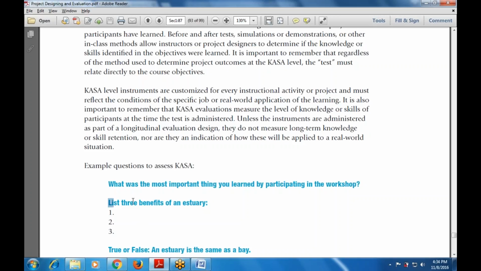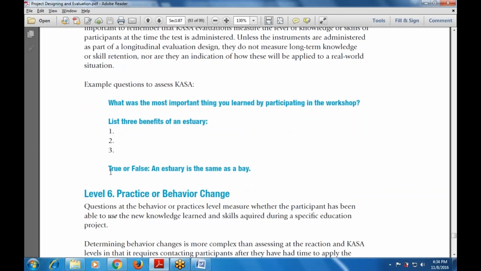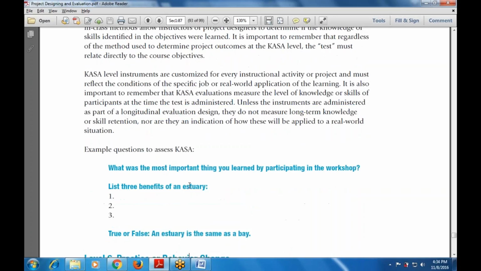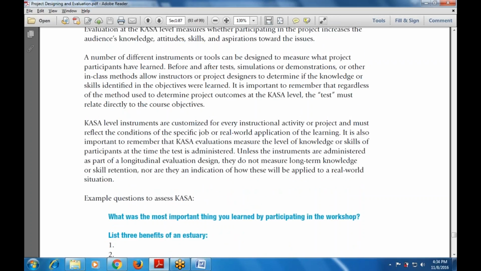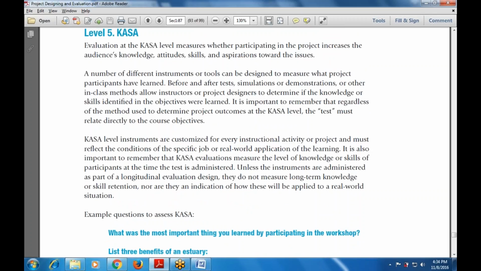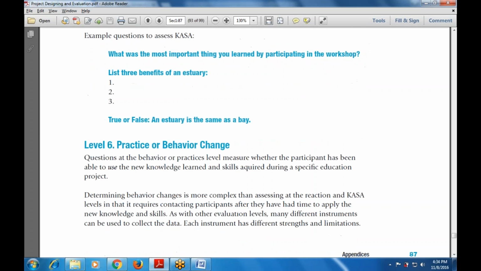The next one is, list three benefits of an estuary. Then true or false: an estuary is the same as a bay. These are the various level instruments that are customized for every instructional activity or project, and they must also reflect the conditions of the specific job or the real world applications.